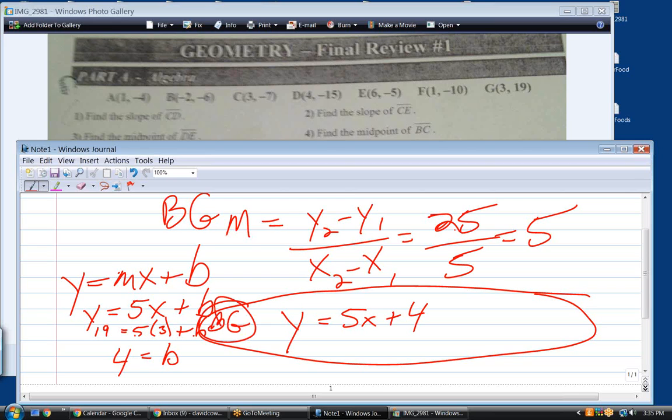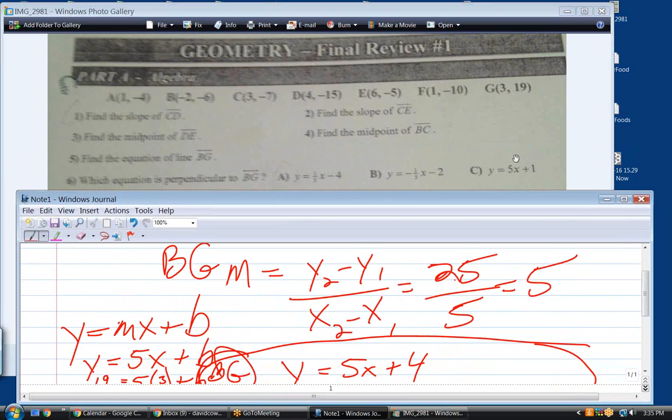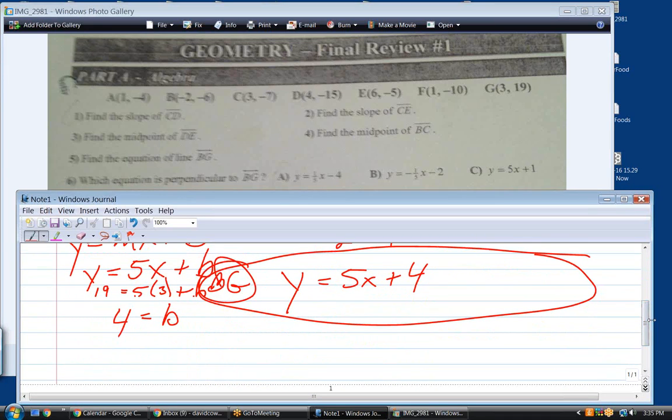And that was really good that you were able to do that. Now we can go on to question 6. Which is perpendicular to BG? Which of the three that you see there is perpendicular to what I have circled? So if it's perpendicular, it means that the number has to be negative instead of positive? There's two things you have to do to find the perpendicular. And remember that, because the biggest mistake I see from students is they only do one of them. You always have to do two things, always, 100% of the time. You have to flip it, in other words, take the reciprocal, and you have to change its sign.